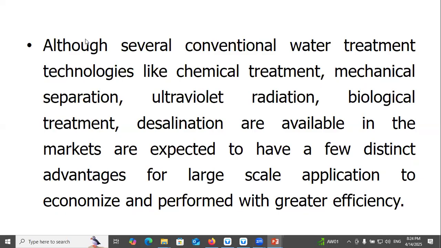Although several conventional water treatment technologies like chemical treatment, mechanical separation, ultraviolet radiation, biological treatment, and desalination are available in the markets, they are expected to have a few distinct advantages for large-scale application to economize and perform with greater efficiency.